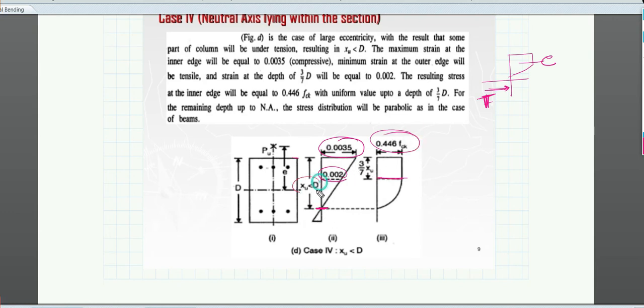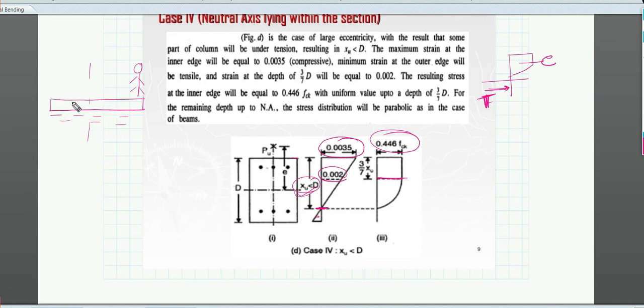Now this is the xu value, xu is less than D, you can see here. If this is the case, you can see that a small tension is developing. Let me explain using the same plank example. Suppose initially you were at a moderate distance from the center, but now you are very far away from it, so the eccentricity is very high.